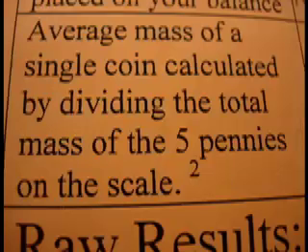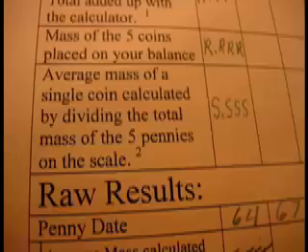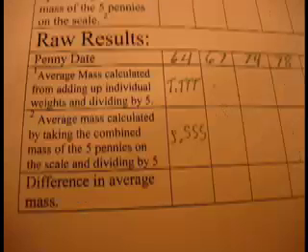And the last piece of raw data in this column, we're going to find the average of a single coin, calculated by dividing the total mass of the 5 pennies on the scale. Enter the mass of the 5 pennies into your calculator. Divide by 5, and that equals your average mass found a second way. This second average mass is also a value that we need down at the bottom for our raw results.